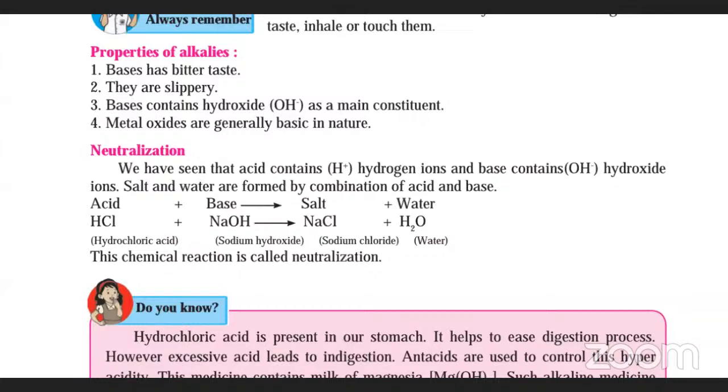Now uses of bases are not given to you, just the properties of alkalis. It is written alkalis means bases only, okay? So don't get confused here. Alkalis is written. So alkalis and bases are the same thing. These are actually the properties of base.